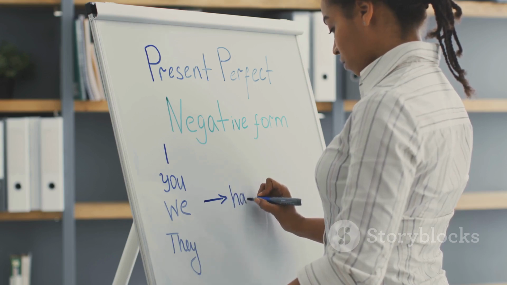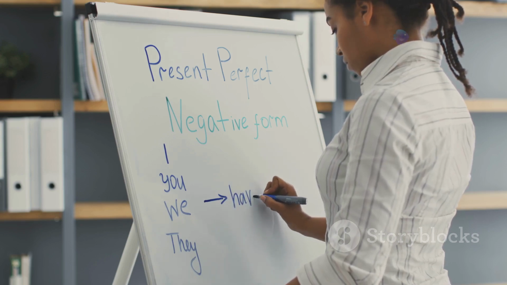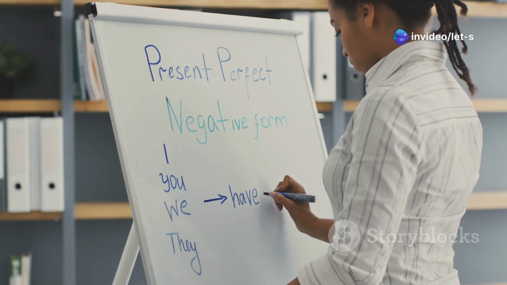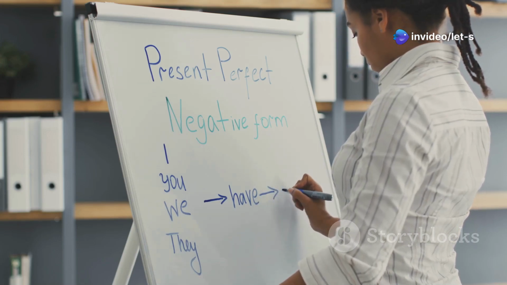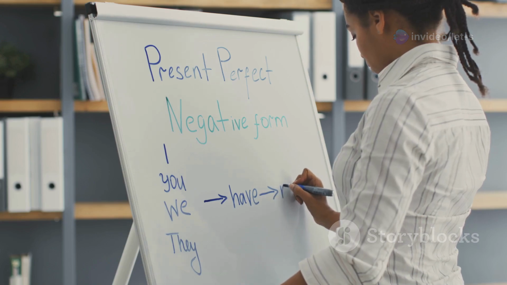For instance, we were watching a movie. You were talking and they were playing. These sentences illustrate actions that were happening at a specific time in the past for multiple subjects.